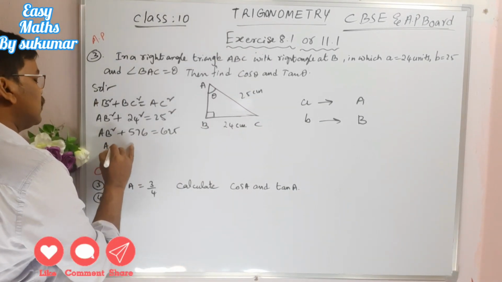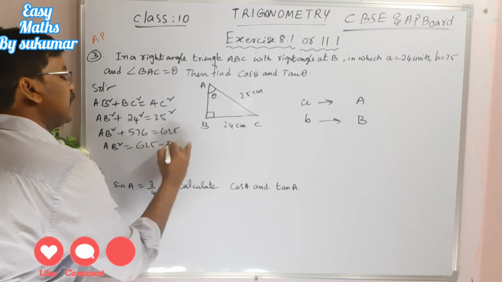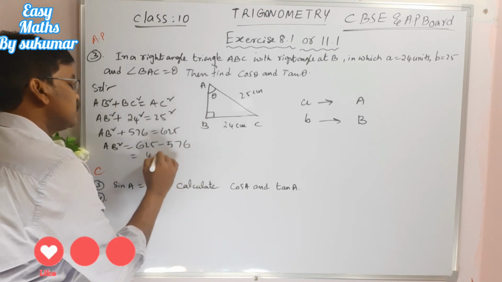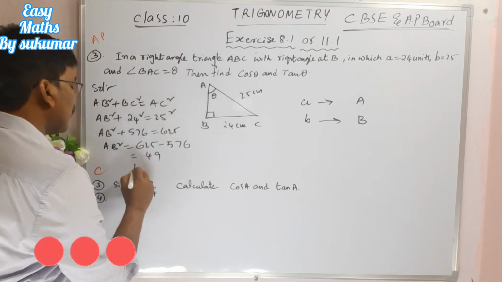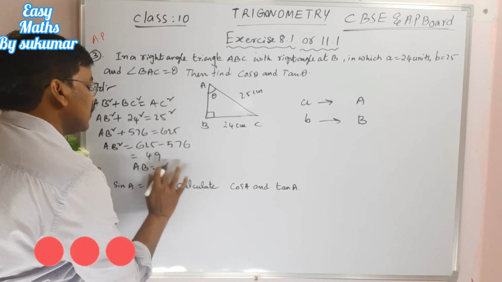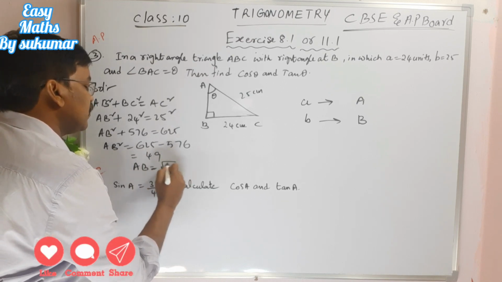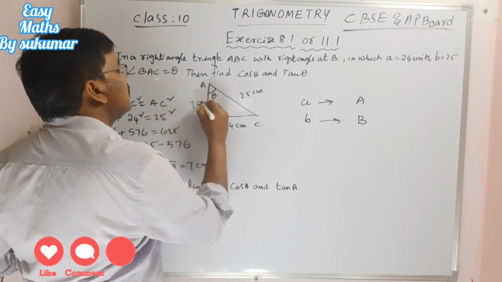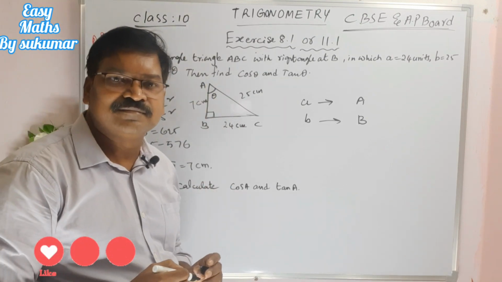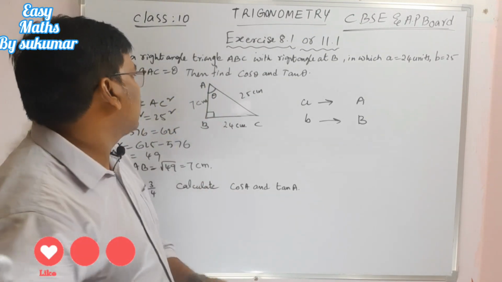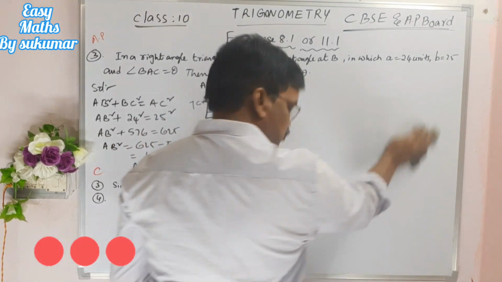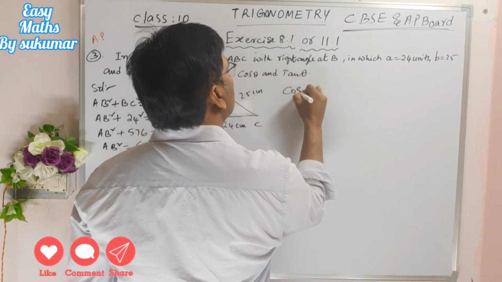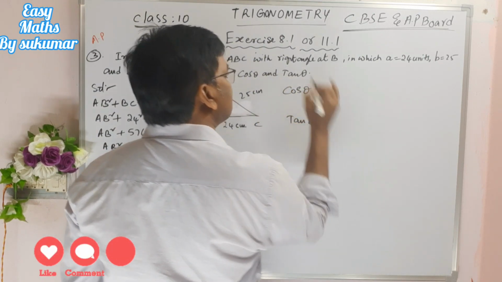So AB square is equal to 625 minus 576. This is equal to what? 625 minus 576 is 49. So AB is equal to square root of 49, which is 7 centimeters. So this AB is 7 centimeters. Now we can find whatever they ask. Then find cos theta and tan theta.